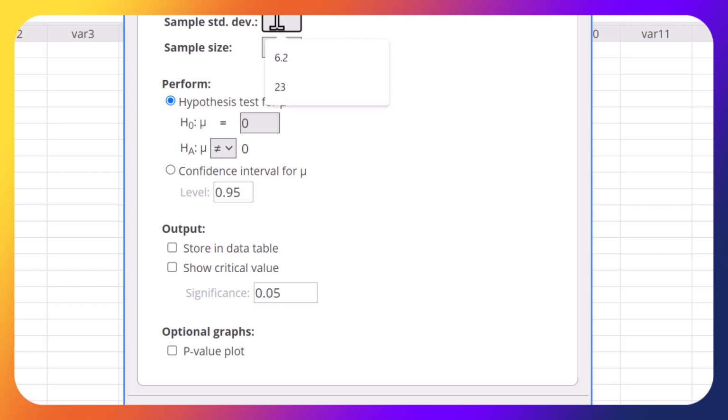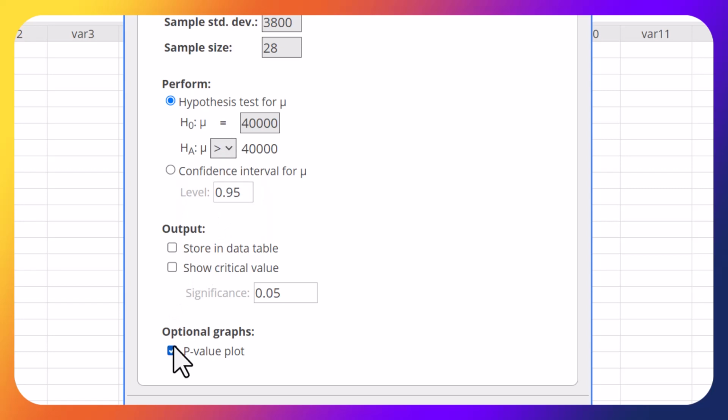Sample standard deviation was 3,800. Sample size, we have 28 tires. And what was the value we're testing against? It's 40,000. And what's the alternative sign? You always have to choose the alternative sign.